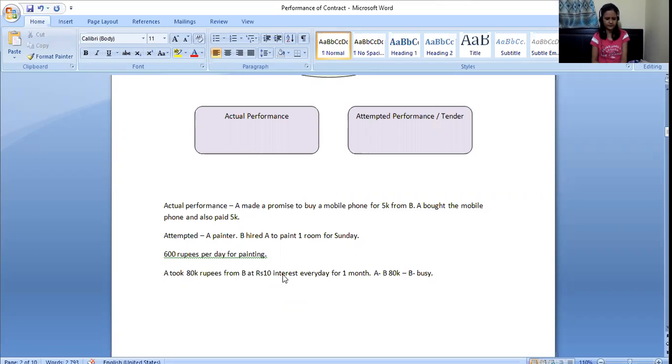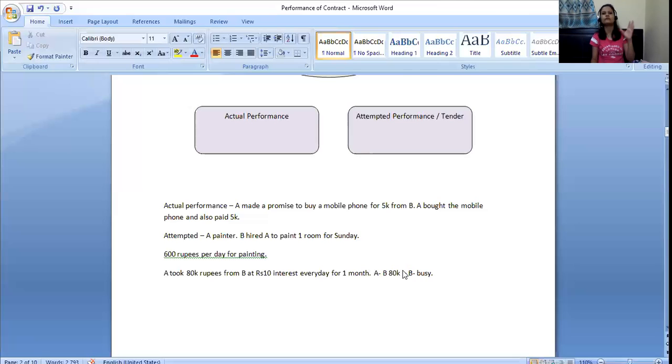Ma'am, after that prescribed period, the interest will stop because it is not his fault. The fault is on the other party. So he will be paying the prescribed interest only for that particular period, not beyond. Yes, he will not be bound to pay that 10 rupees interest every single day after that 1 month, right? Because at that particular time, he made an attempt to perform it. He made an attempt to repay or return that 80,000 rupees. So in such cases, the other party cannot take advantage, right? Otherwise, he will obviously say that today I'm busy, tomorrow I'm busy. Like that, if he keeps the other person waiting for a year, he will get a huge interest, right? So these kinds of things should not be done.